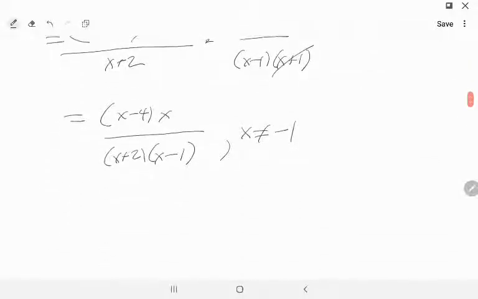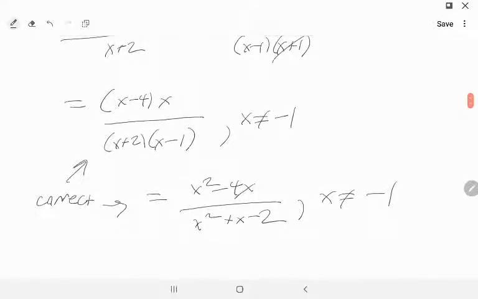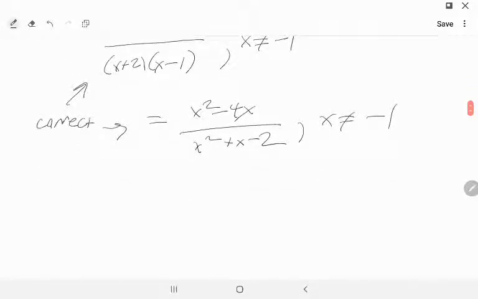But then what we also notice is that while this is correct, sometimes we want to leave it factored, other times we want to multiply it out. We could also write it as x squared minus 4x divided by x squared plus x minus 2, as long as x isn't negative 1. And so the question of whether to leave it factored or to multiply it out really depends on what you're doing. Sometimes we prefer it factored out, other times we prefer having it multiplied out.